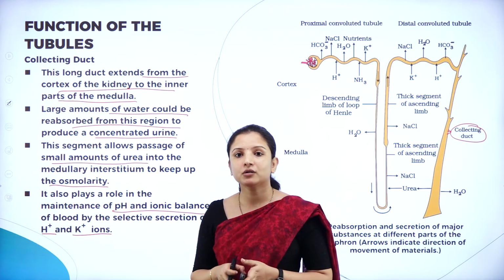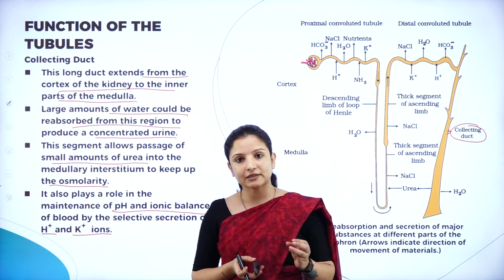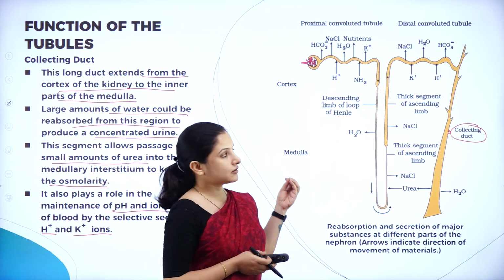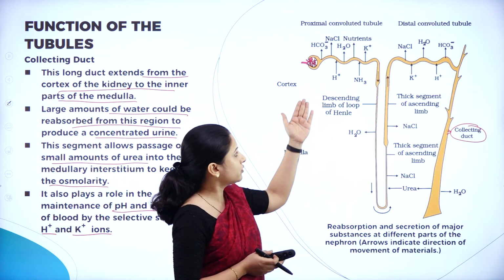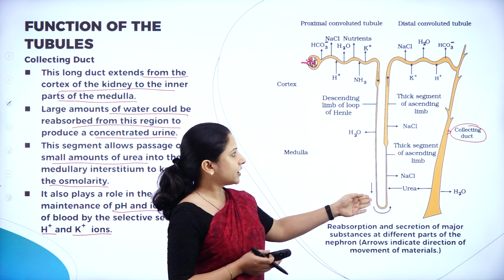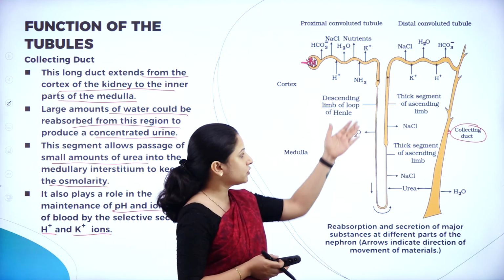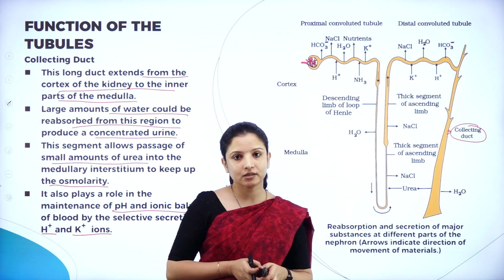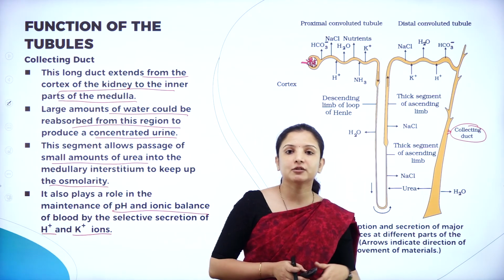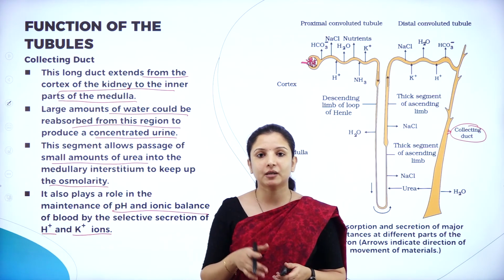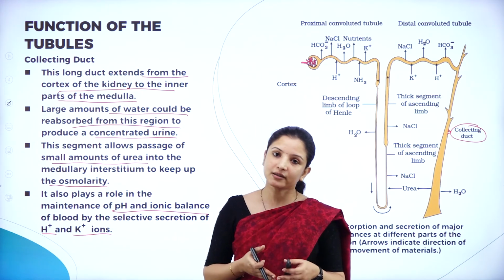So this was about the urine formation and the function of each of the parts of the nephron, that is the tubules of the nephron, starting from the proximal convoluted tubule to the descending loop of Henle, the ascending loop of Henle, then the distal convoluted tubule, and finally the collecting duct. And whatever filtrate gets collected in the collecting duct enters the medulla part of the kidney, and from there the elimination process occurs.